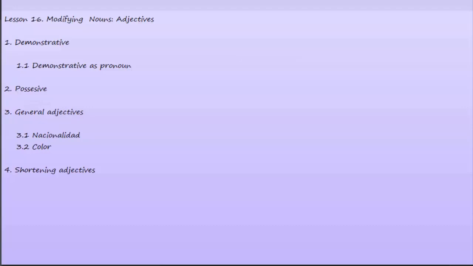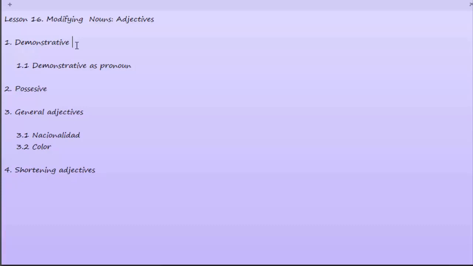In today's lesson, we are going to learn how to modify nouns. Just like in English, we use adjectives to modify nouns. We have demonstrative adjectives, possessive adjectives, some adjectives that, let's call them, general adjectives, and at the end of the lesson, we're going to learn how to shorten some adjectives. Let's begin with demonstrative adjectives.